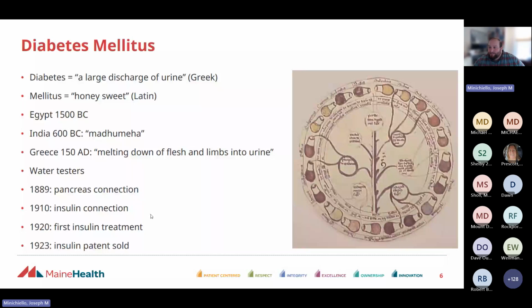And then there's some other testing. Really, though, the Egyptians first described this about 3,000 years ago. Then it was being described in some ancient writings from India. They described this condition of madhumea, and I'm probably botching that, but it also means honey urine. So multiple cultures across different spaces described this similar process. The Greeks then described this melting down of the flesh and limbs into the urine.